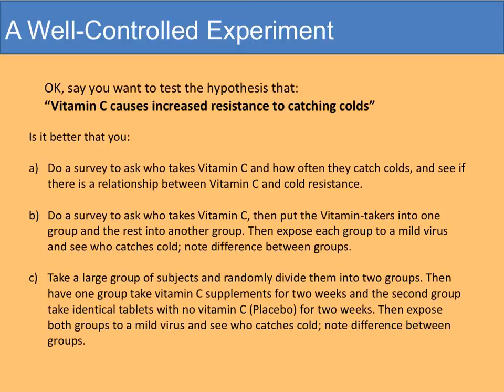Or you take a large group and randomly divide them into two groups. One takes vitamin C, the other takes a placebo for 2 weeks, and then you expose them to the virus and see who gets sick. What do you think? C. Okay? C is a real, honest-to-goodness, double-blind experiment, assuming first that the groups don't know who got what, and the experimenter who's doing it doesn't know either. Just so you know.